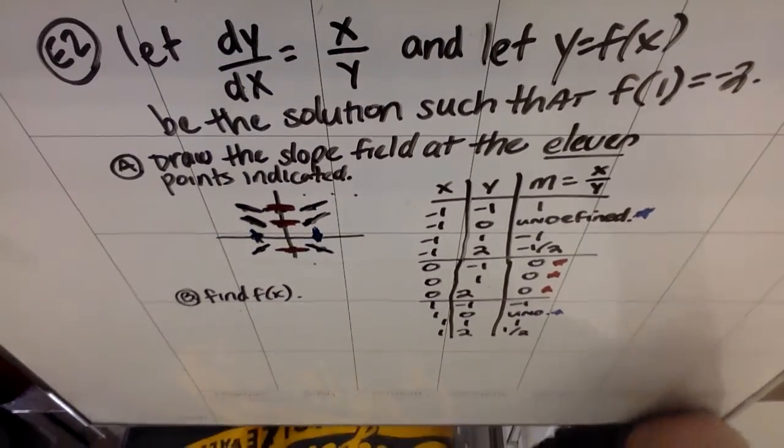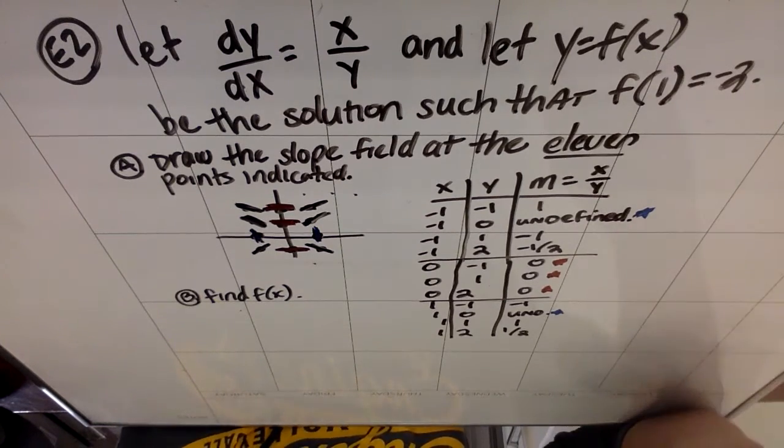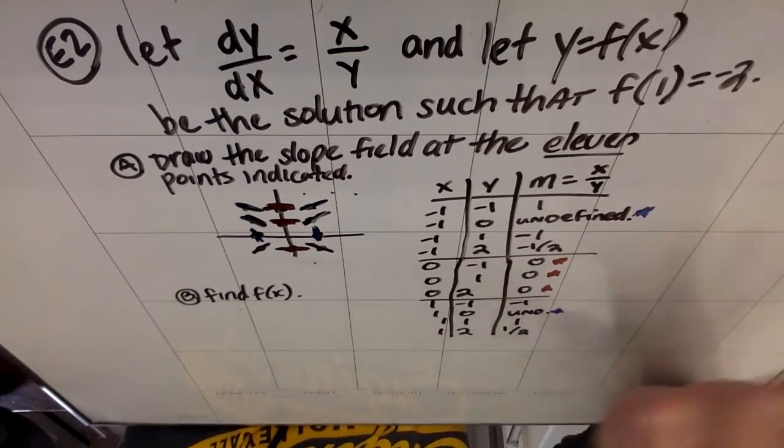Right, so again, remember on an AP, you're probably getting 1 point for all the weird slopes, like the zeros and the undefineds, and 1 point for all the other slopes together collectively.